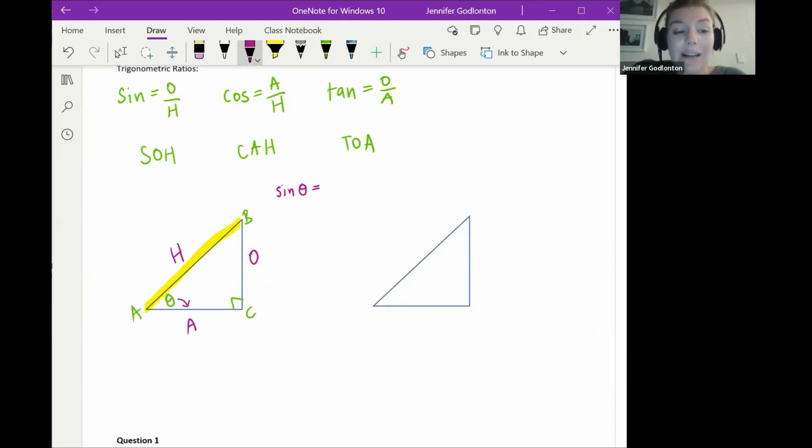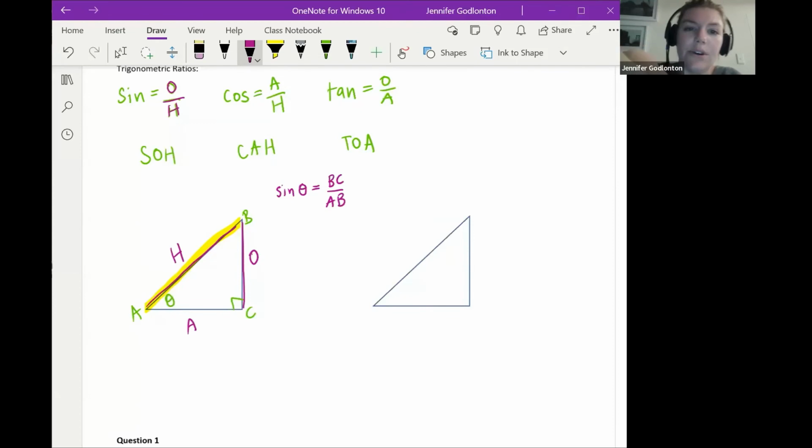Now, if I'm wanting to write out the ratio of sine theta, I want to write out which side is my opposite over which side is my hypotenuse. So sine theta in this situation would be BC, because that's my opposite, over AB, because that's my hypotenuse. As we start getting into more tricky trig, we're going to be learning how to find the angles and how to find the sides. But at the moment, we just want to figure out how to write the ratio.